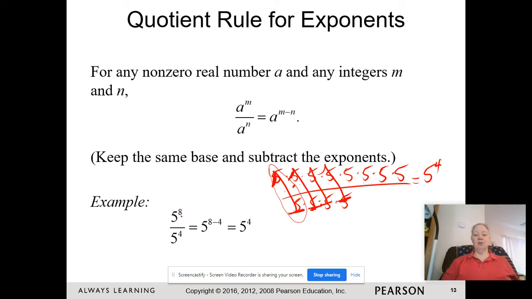So what happened? I started with 8 fives, and I divided by 4 fives, and it ended up with 4 altogether. So I basically canceled out pairs of 5s to get my 4 remaining. If you wanted to do a shortcut, which I don't recommend actually, I recommend thinking about it this way, even if you don't write it out, we actually subtracted the exponents.